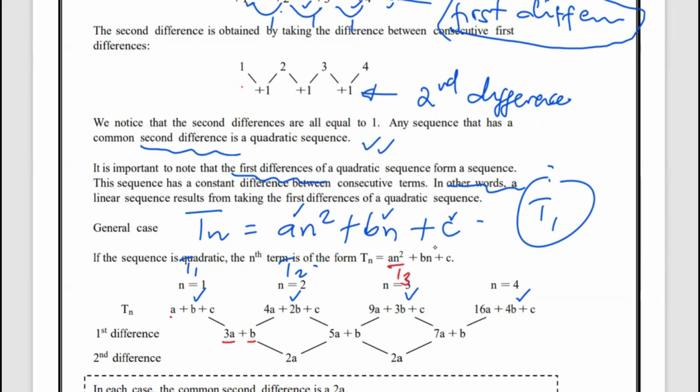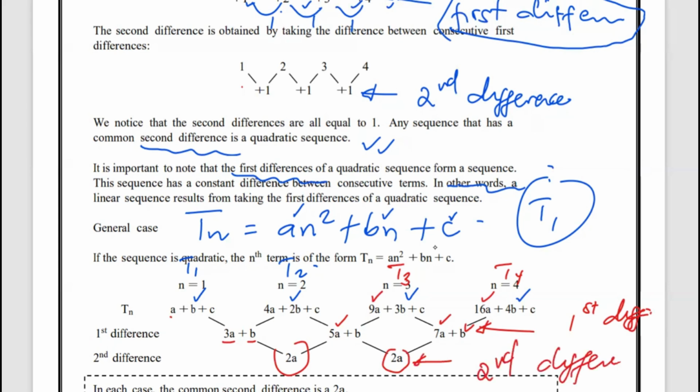Between T2 and T3, 9a minus 4a, that's going to be 5a, then 3b minus 2b, that's going to be b, and the c's also cancel out. Then T4 and T3, the difference is 16a minus 9a, that's 7a, then 4b minus 3b, that's b, and the c's cancel out. So this represents what we call the first differences. Then we go on and get the second difference, which must be a constant. That's going to be 5a minus 3a, which is 2a, and then 7a minus 5a, which is 2a. The b's will go out. So this represents the second differences.